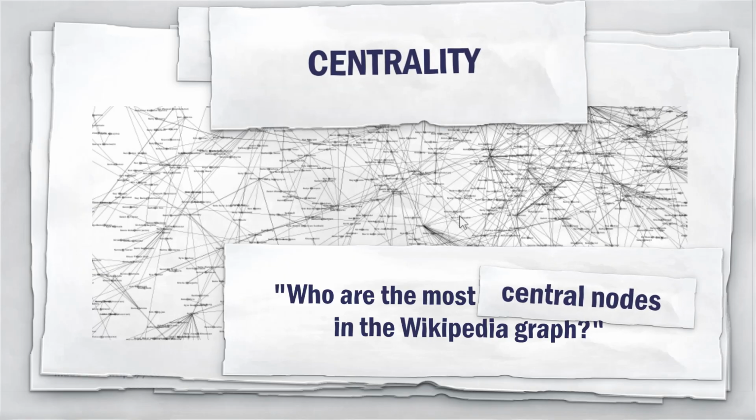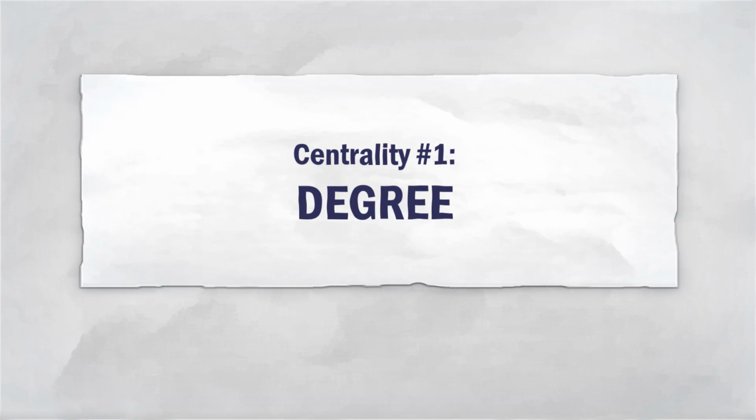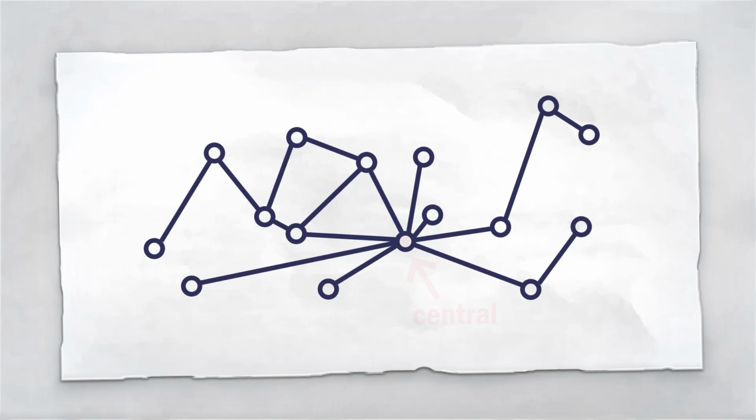There's not one perfect way to define what central means. There are many different kinds of centrality. And for my project, I tried 3 of them. Spoiler alert, one of them is gonna lead us to tennis players and pro wrestlers. Centrality number 1, degree. You could say a node is central to a graph if it has a lot of edges connecting to it. That makes sense, right?